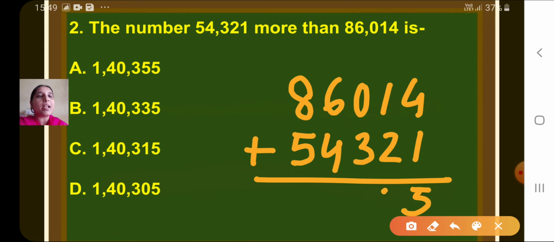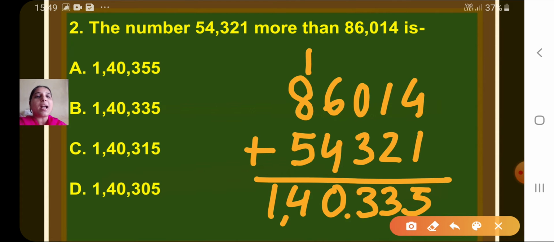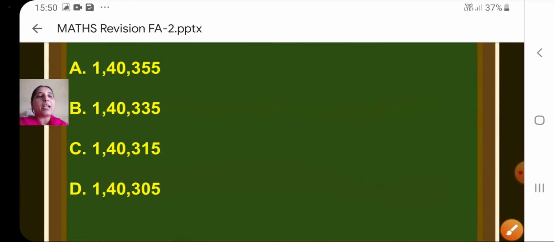5. 2 plus 1, 3. 0 plus 3, 3. 6 plus 4, 10. So, 0 we will write here, 1 will be carried over to the next place. So, 8 plus 1, 9 and 9 plus 5, 14. So, what is the answer obtained here, children? Can you read this number? Read it. 1,40,335. So, can you find the correct option? Where is it? Yes, option number B is the correct option. It means you have to just click on the correct option, which is option number B. Got it, children?